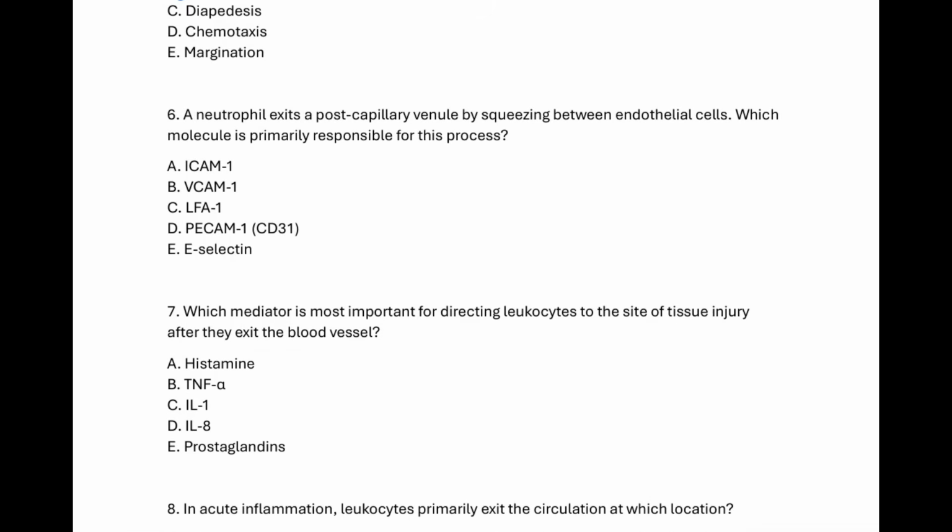Remember, there are two of them. We have adhesion deficiency type 2, which is due to a defect in what? S-Lewis. And we also have type 1, which is a problem with integrin. Very good. Next, a neutrophil exits a post-capillary venule by squeezing between the endothelial cells. Which molecule is primarily responsible for this process? Remember, that molecule is what? Our PECAM-1, which is CD31. And this is present on both the endothelial cell and the leukocyte.